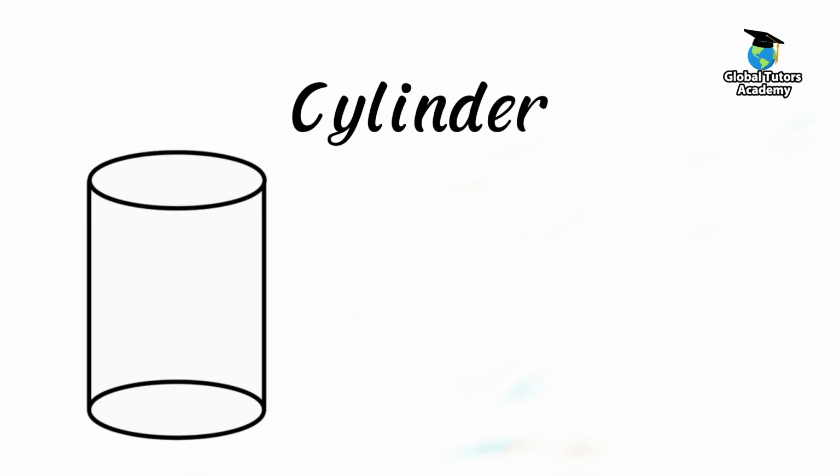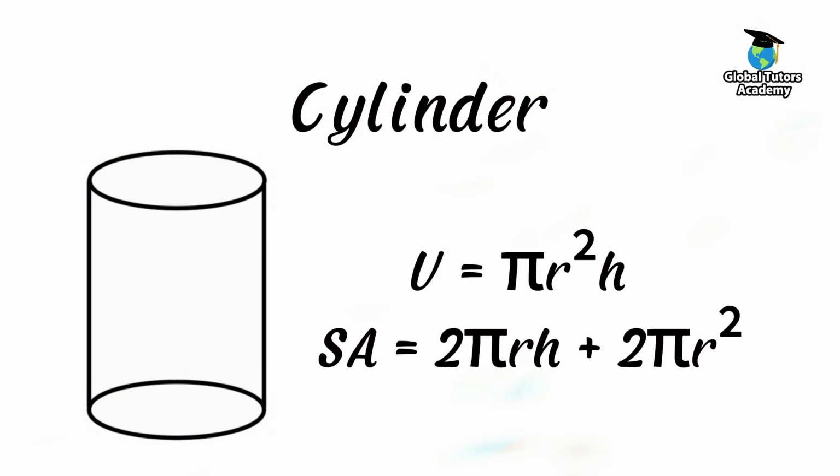Cylinder is like a stretched circle. Volume is pi r squared h, and surface area is two pi r h plus two pi r squared. The sides roll around, and the top and bottom are circles.